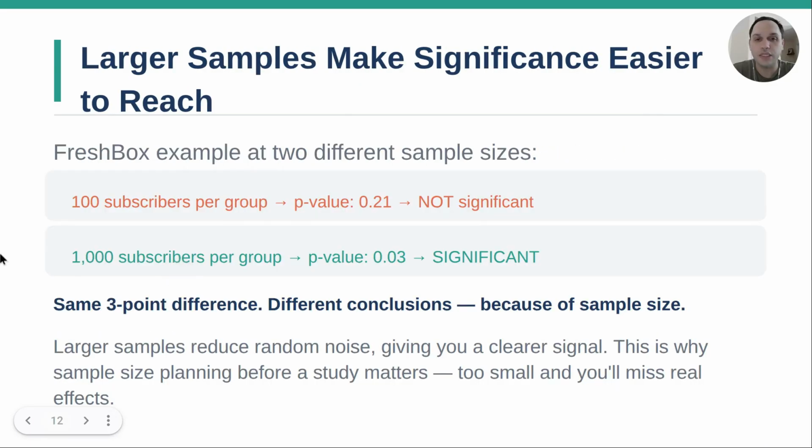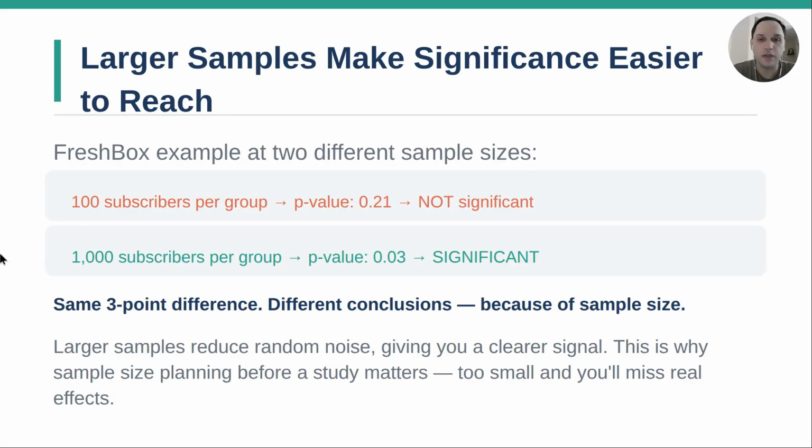Here's why sample size is so central to statistical significance. Larger samples reduce the random variation in your results, which makes it easier to detect a real effect with confidence. Freshbox, with 100 subscribers per group, the 3-point open rate difference produces a p-value of 0.21, not significant. Freshbox with 1,000 subscribers per group, the same 3-point difference produces a p-value of 0.03, significant. Same effect, different conclusion, because the larger sample reduced the noise enough to see the signal clearly.